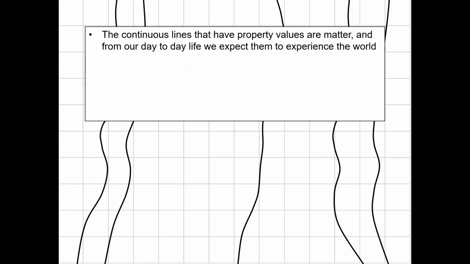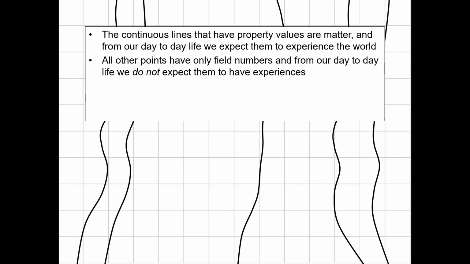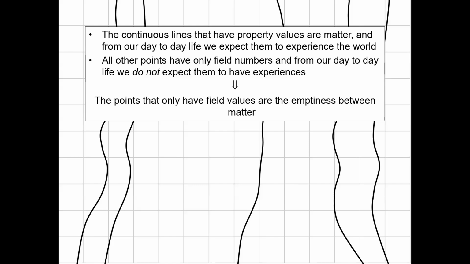So here is our two-dimensional model. And the continuous lines that have property values are what we would call matter. And from our day-to-day life, we expect them to experience the world. All other points have only field numbers, and from our day-to-day life, we do not expect them to have experiences. The points that only have field values are the emptiness between the matter.